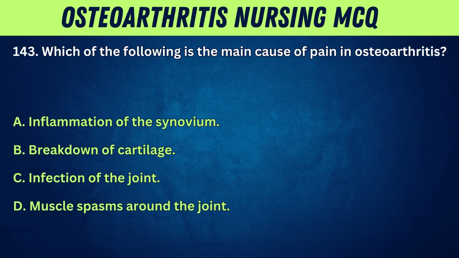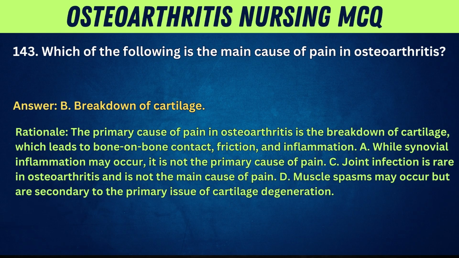143. Which of the following is the main cause of pain in osteoarthritis? A. Inflammation of the synovium. B. Breakdown of cartilage. C. Infection of the joint. D. Muscle spasms around the joint. Answer: B. Breakdown of cartilage.